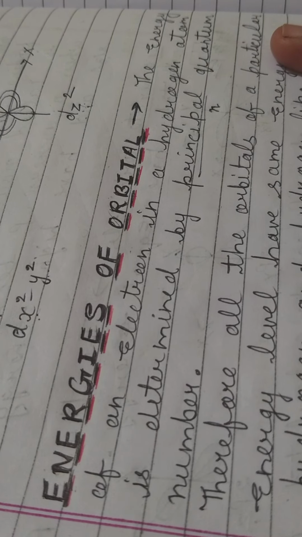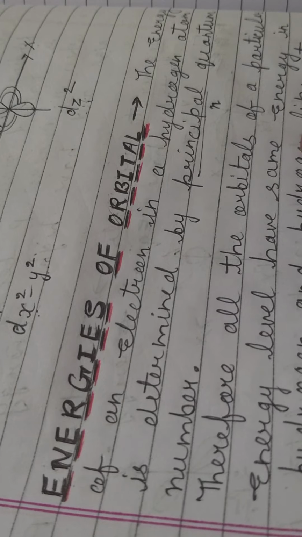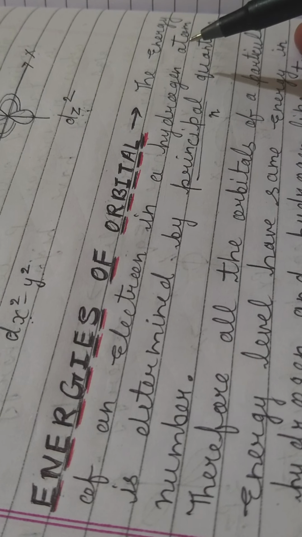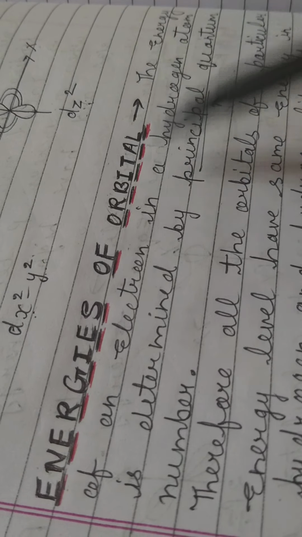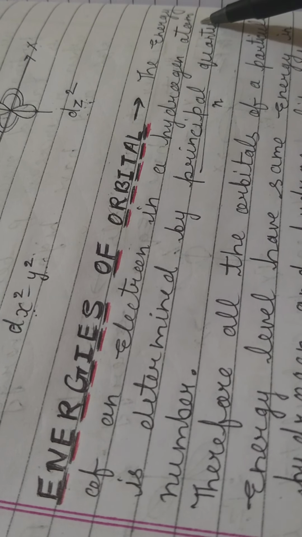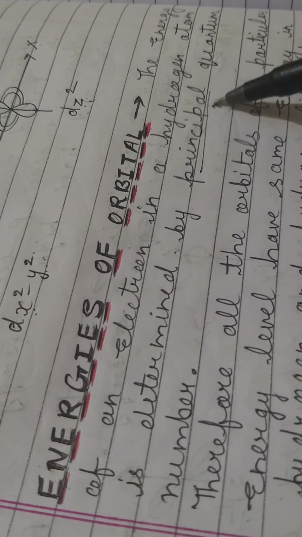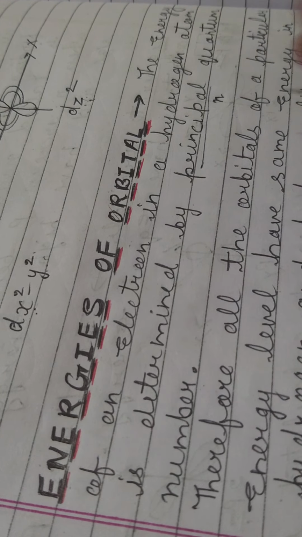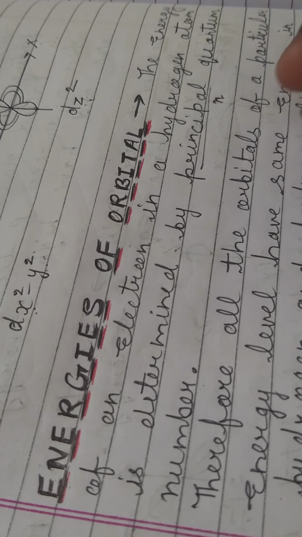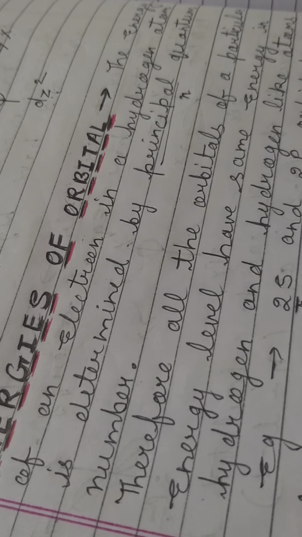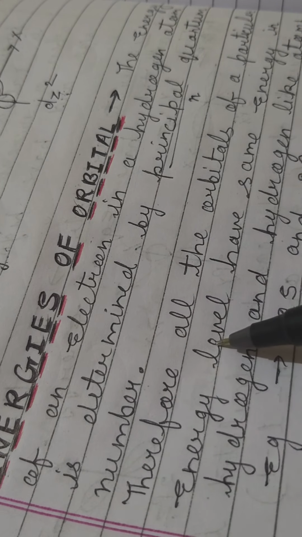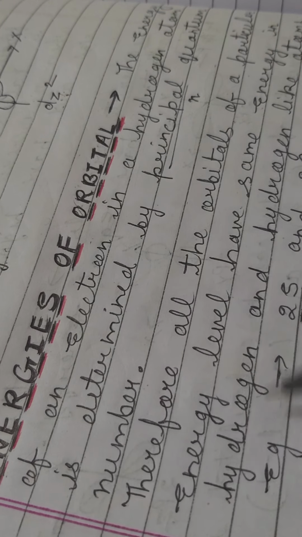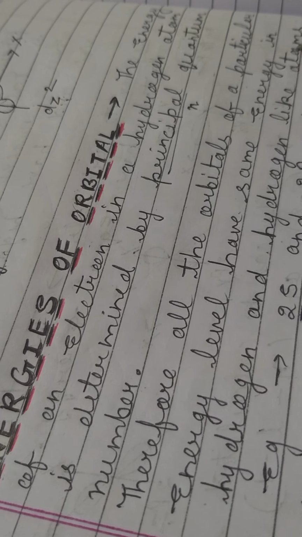So in our today's session, let's start the study of energies of orbital. First of all, you have to see the points that I have written for you to understand. The energy of an electron in a hydrogen atom is determined by the principal quantum number. As you must know, the principal quantum number is denoted by n. Therefore, all the orbitals of a particular energy level have the same energy in hydrogen and hydrogen-like atoms.